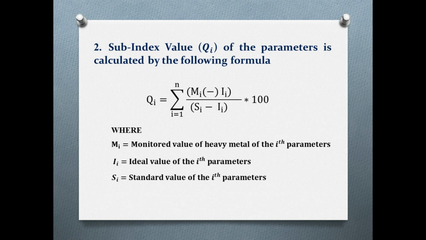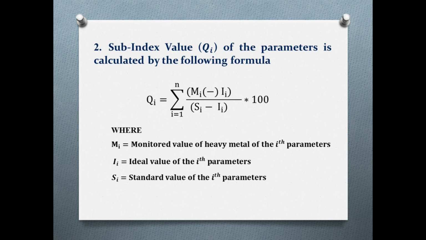Alright, now let's see in detail about the sub-index value, or the Qi. Here, Mi stands for the monitored value of heavy metals of the ith parameter, which means that it is the value that you obtain during the analysis of your sample. That will be your monitored value. And Ii stands for the ideal value of the ith parameter, and Si is the standard value of the ith parameter.